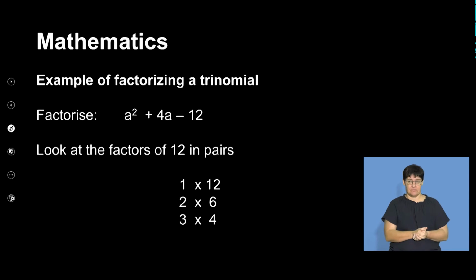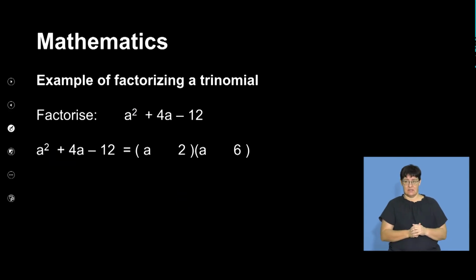Now, the factors that can add up to the middle term will be the 2 and the 6. So that's what we are going to use in order to factorize this. Remember, what did I say? If the last term is a minus, what does that mean? My two brackets will be a plus and a minus. I always start with a plus.